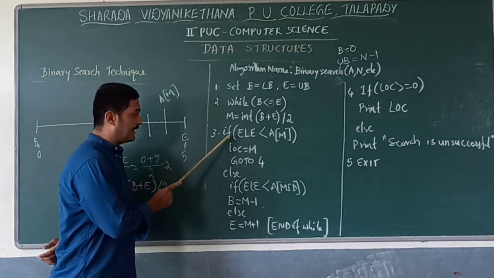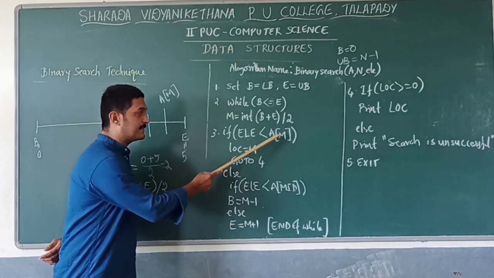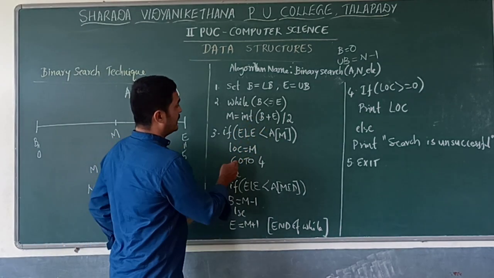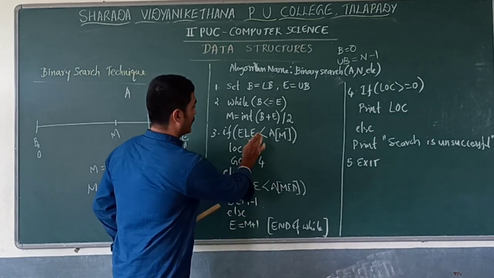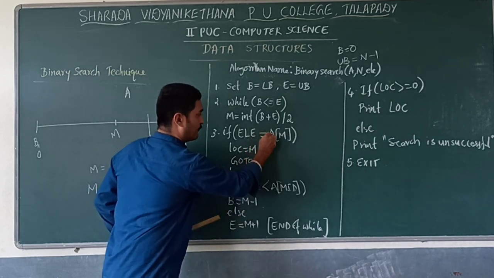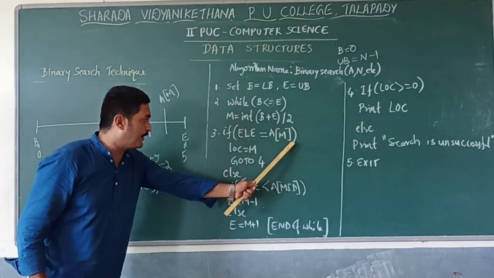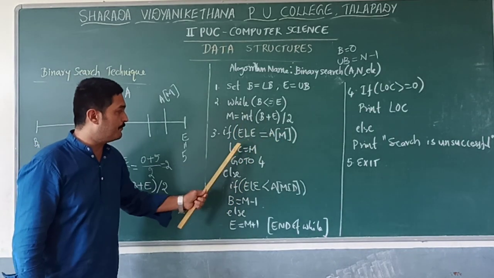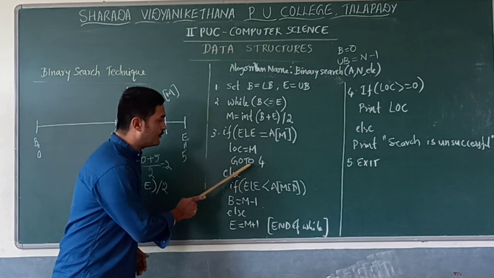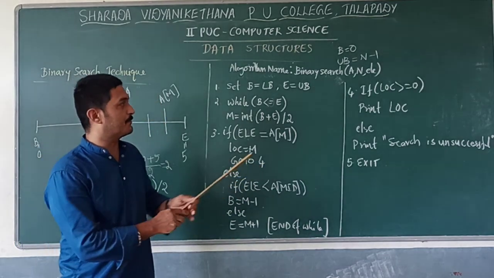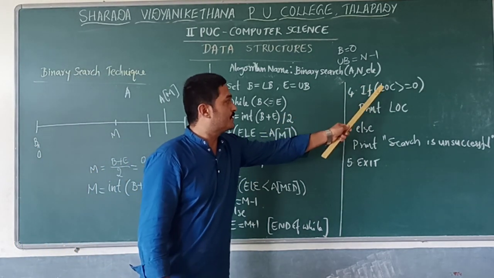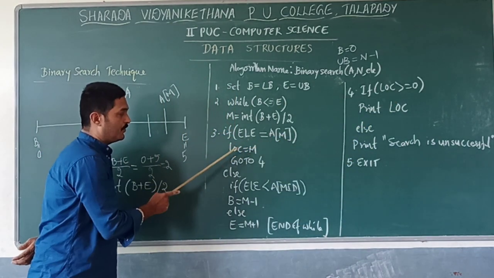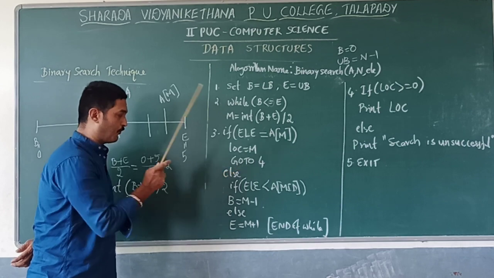And here, if ELE is equal to a of m, location is equal to m, and go to step number 4. So go to step number 4 means just come out of the loop. If ELE equal to a of m, location equal to m, go to 4.